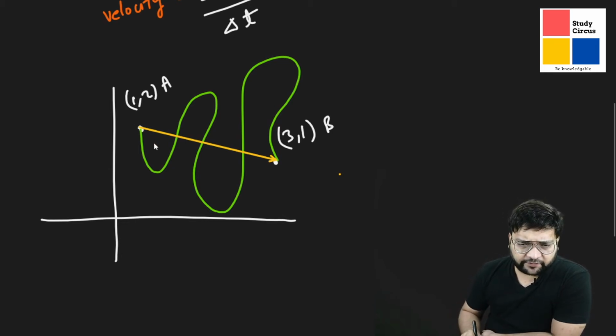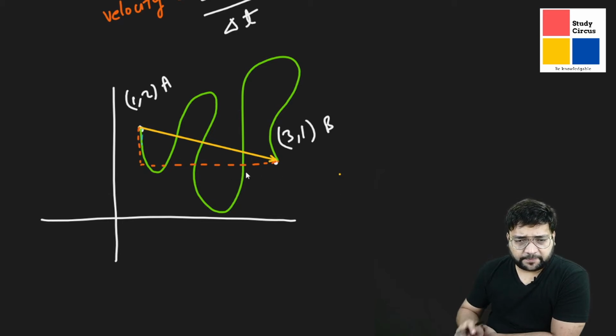So if I try to find that out, we can use the distance formula, or simply make the triangle. The distance formula is derived from this thing only, but just make a right angle triangle like this.